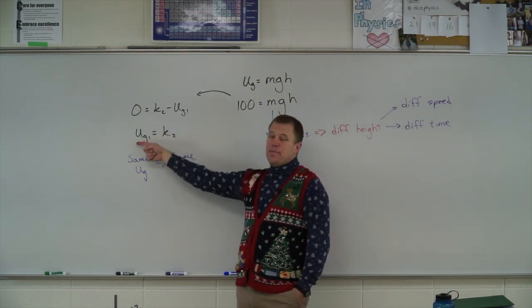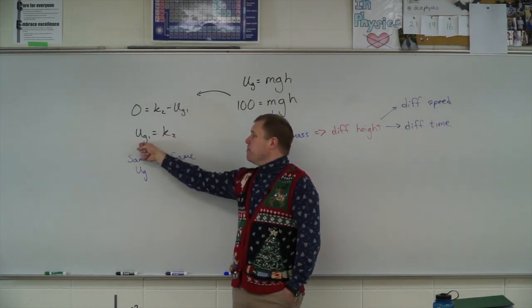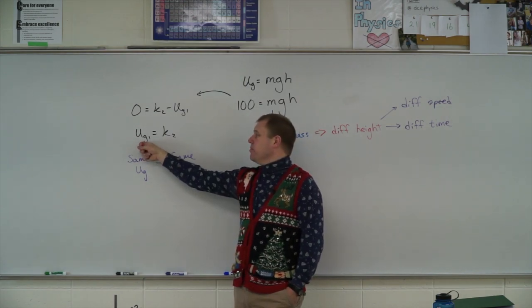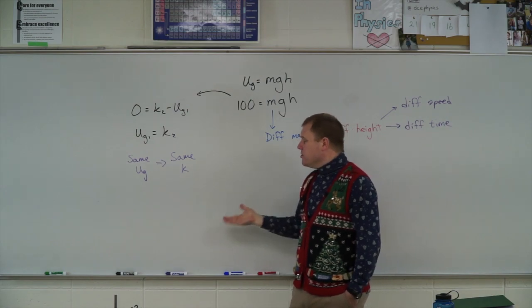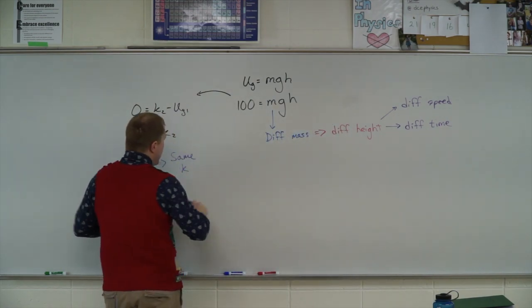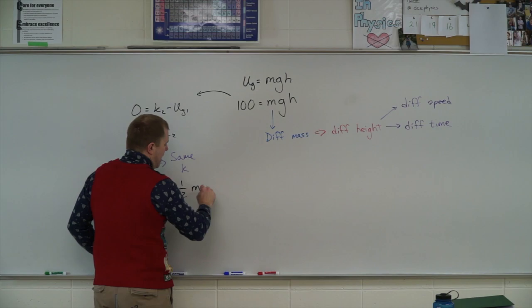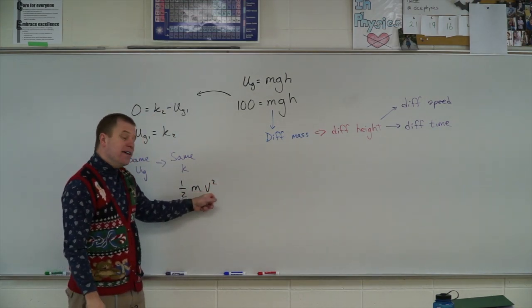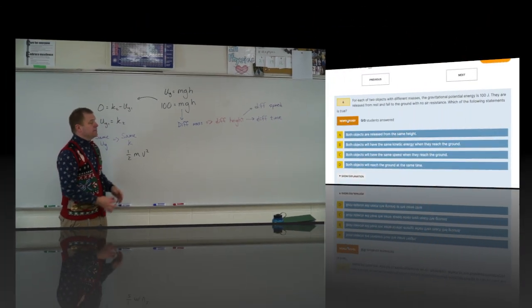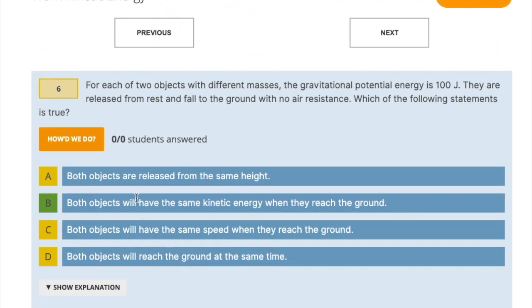However, if I think about more of my energy equation over here, they have the same amount of potential energy to start with, so they're going to end up with the same amount of kinetic energy. And the reason they can do that with different masses is if I think about kinetic energy, it's 1/2 mv squared. So the different mass is okay because the speed is also different. Correct answer there: both objects will have the same kinetic energy when they reach the ground.